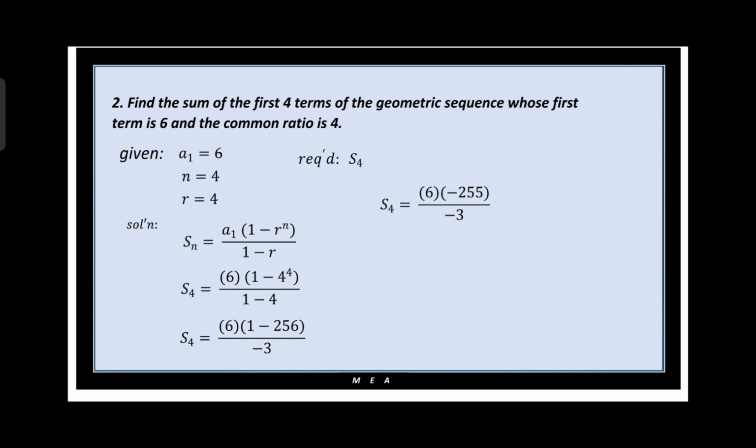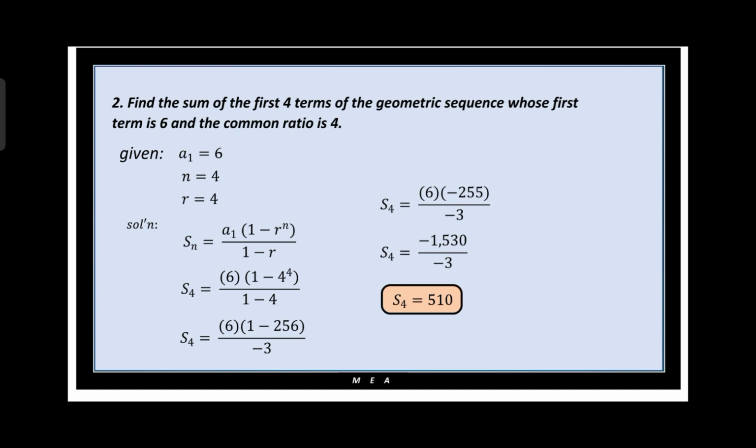Multiply natin yung negative 255 ng 6. It will become S sub 4 equals negative 1,530 divided by negative 3. And the answer now, so negative divided by negative will give us a positive answer. So, ang sum ng first 4 terms ng geometric sequence na ang first term ay 6 at ang common ratio ay 4 is 510.